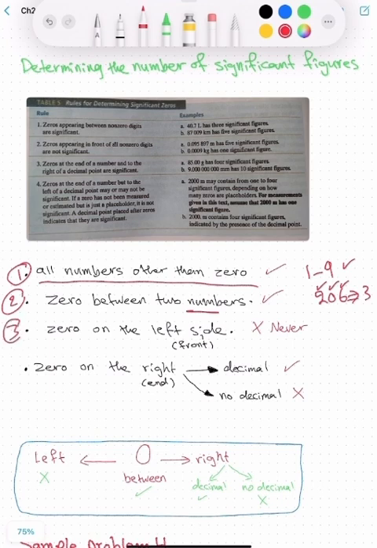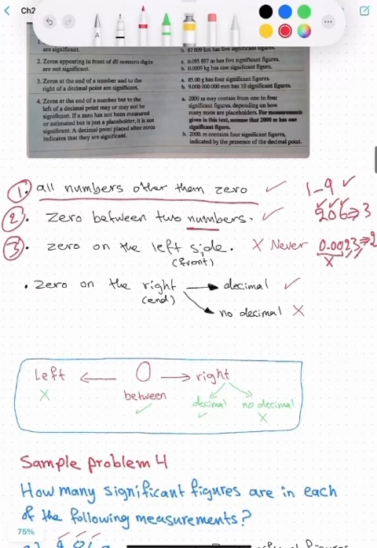Rule number 3, if your 0 is on the left side of the number or of the decimal, it's never significant. Let's say we have 0.0023. Look, zeros on the left side of the numbers are not significant. This is a number, this is a number, so yes, yes. How many do we have? Only 2, okay? Because the 0 is on your left.